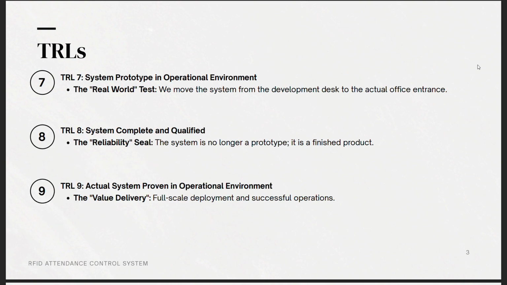For last, we have the TRLs applied to the real world. First, we moved the system from the development desk to the actual office entrance, which is a very good improvement. Also, we have TRL 8, system complete and qualified. The reality seal: the system is no longer a prototype, it's a finished product which is working in a real-world company. For last, we have TRL 9, actual system proven in operational environment. Delivery, full-scale deployment, and successful operations.